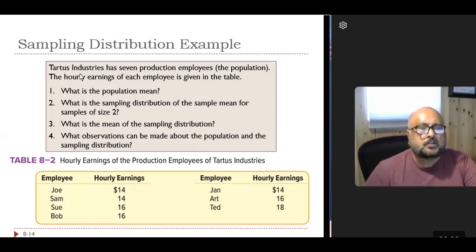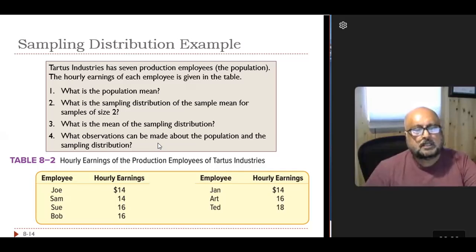Starters Industries has 7 production employees. The hourly earnings of each employee are given in a table here. So we have 7 values here. What is the population mean? What is the sampling distribution of the sample mean for a sample size of 2? What is the mean of the sampling distribution? And what observation can be made about the population and the sampling distribution?